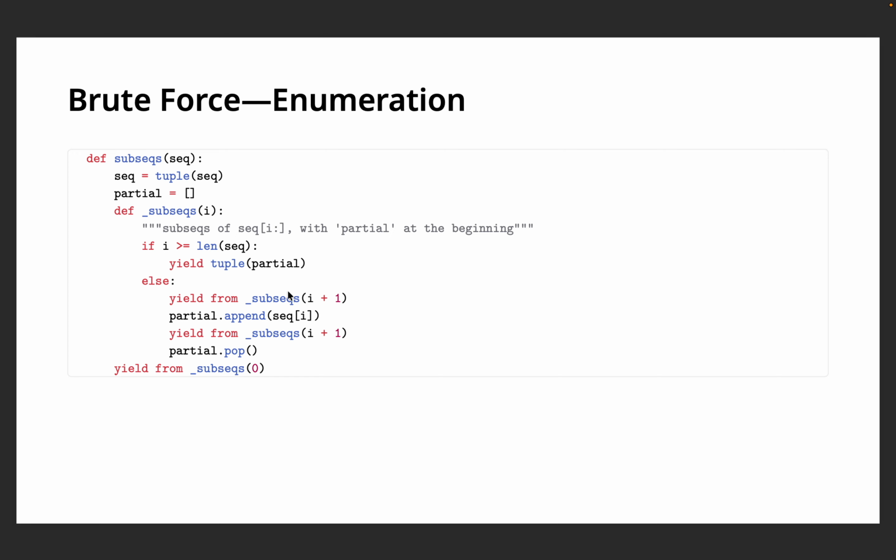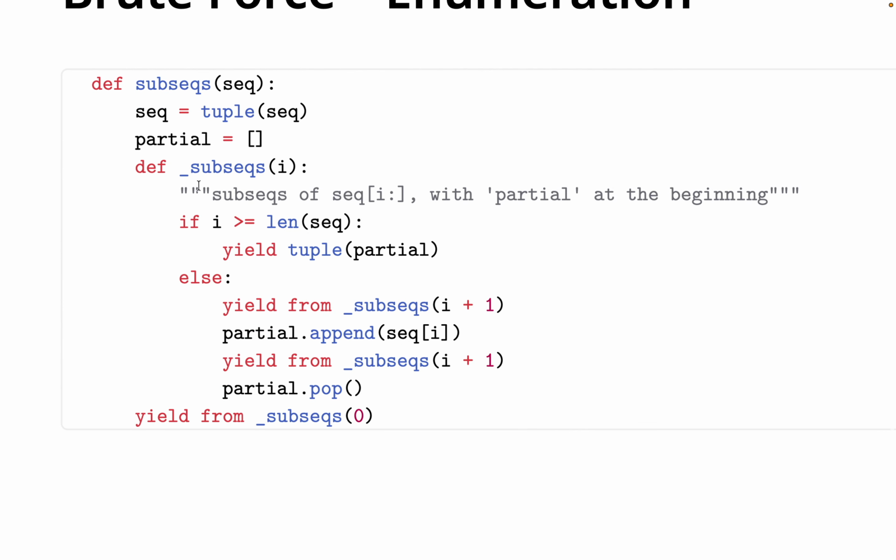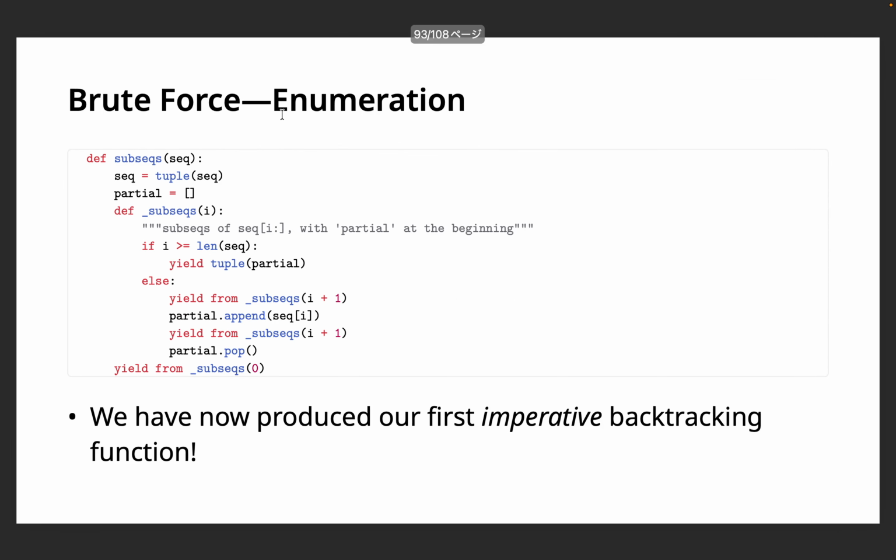All of this is still the same thing as the previous version. The only thing that's changed is that our partial result is now stored outside the inner function. So this is now our solution to the subsequences problem. If we run this function on a sequence, we will get all of the subsequences of that sequence. Okay, so this is actually what we call a backtracking function.